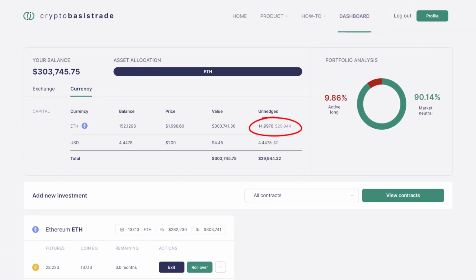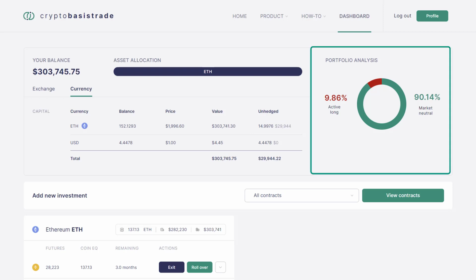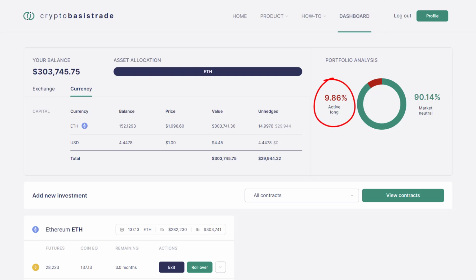You can see in the portfolio dashboard that we have an unhedged position worth about 15 Ether. The actual amount is slightly less due to trading fees. This unhedged amount represents an active long position in about 15 Ether coins. The chart here shows that this long position constitutes approximately 10% of our entire portfolio. The value of our portfolio will change, reflecting gains or losses on the active position. We can cover the active position at any time by removing the unhedged amount.